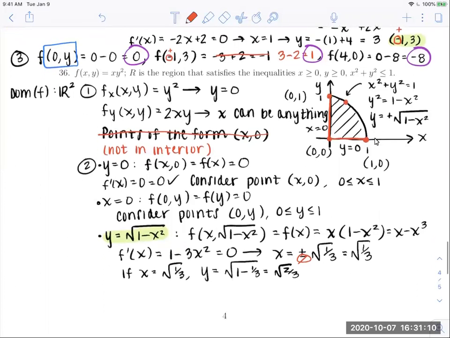All right, so now we have all of the points. Let's highlight the points that we need to check. All right, we need to check the vertices.